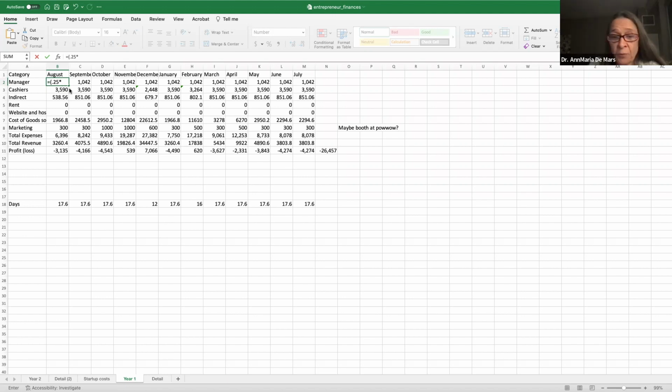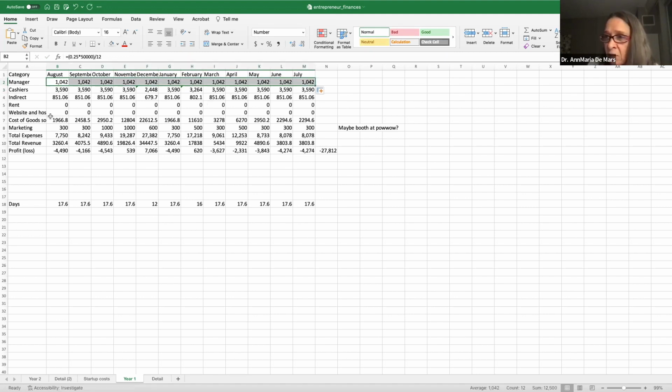So I've got 25% times 50,000 divided by 12, because I'm assuming this person gets paid monthly. Now, if you didn't know, now you know, if you click on this little box here at the bottom, you could just drag it all the way across and it'll fill it in. I already filled it in, but now you know. Here I got really fancy, but I only had to do it once. So I said 12 hours times $17 an hour times 4 days a week times an average of 4.4 weeks in the month. And I said that's true for August, September, October, November. So I just dragged it over there.